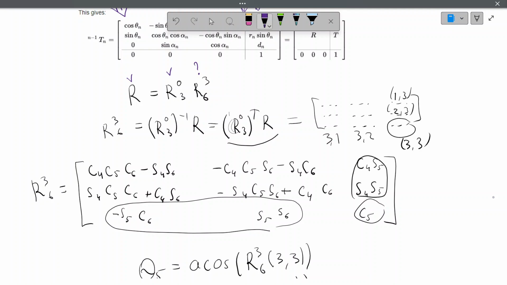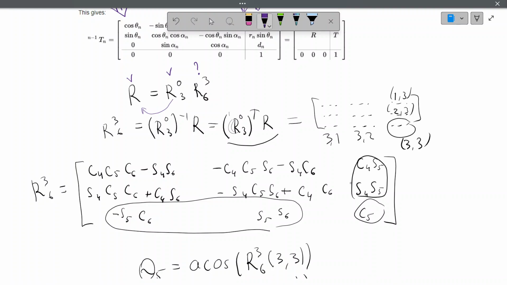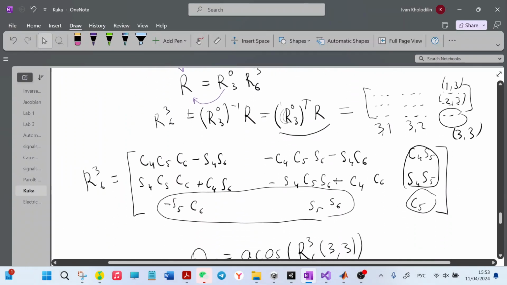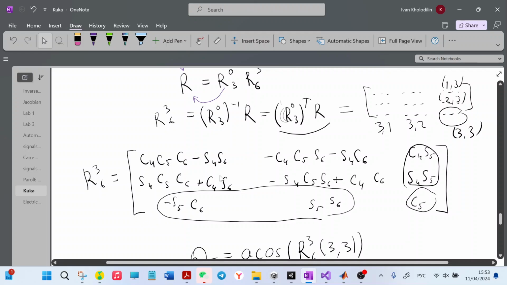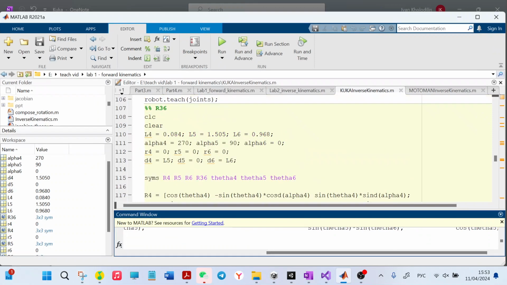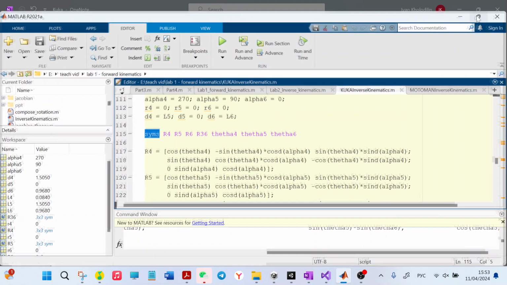So how can we find this? We move this to this side, so it will be the inverse, or transposed, multiplied by R. And R36 in symbolic form will look this way. Let me show you how I found this formula in symbolic form. For this I used MATLAB, because MATLAB can calculate it in symbolic form.